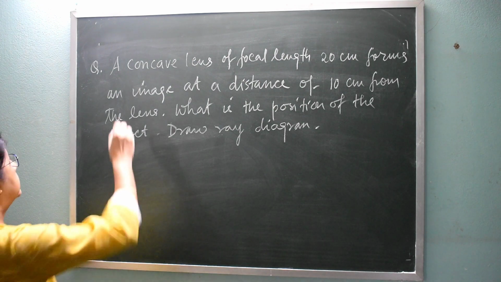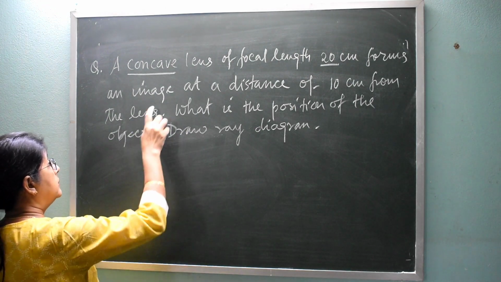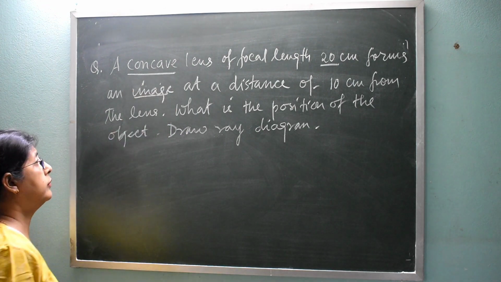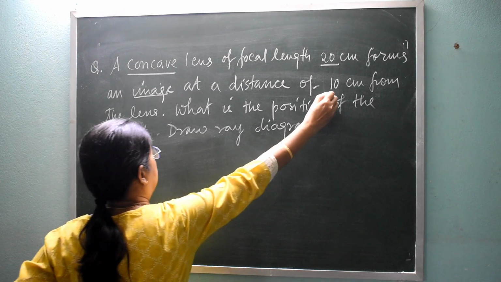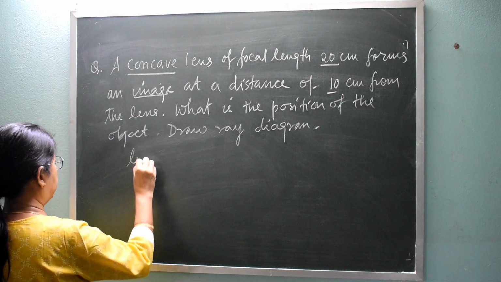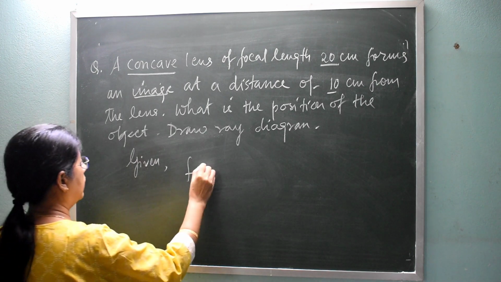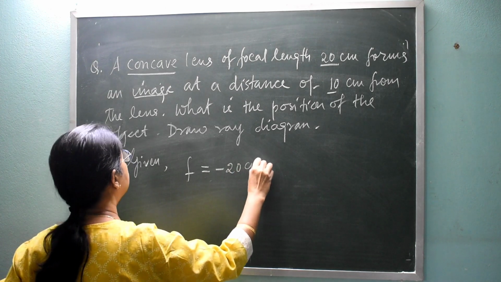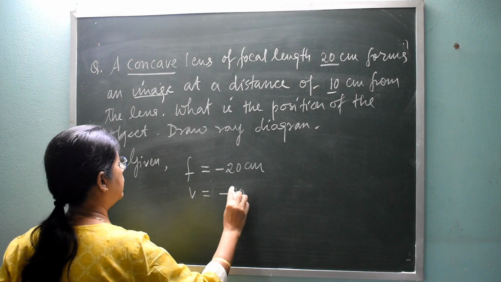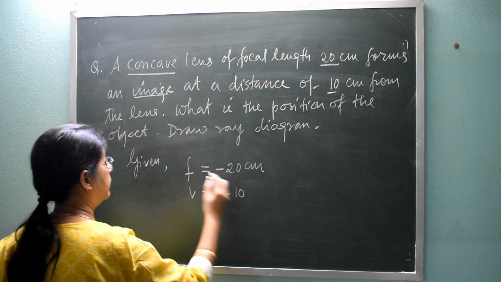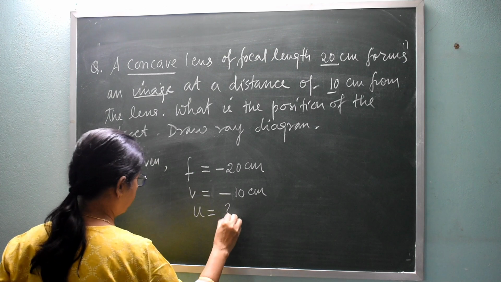Please note it down. This time we have the concave lens, so focal length will definitely be negative. And what kind of image does the concave lens form? Virtual and erect. A virtual image is always formed on the same side of the object, so it will be negative. That is given 10 centimeters. So we are going to write what is given. Focal length f is equal to minus 20 centimeter, and image distance v will be negative, minus 10 centimeter, because the virtual image is formed on the same side of the object, and you are asked to find the value of u.